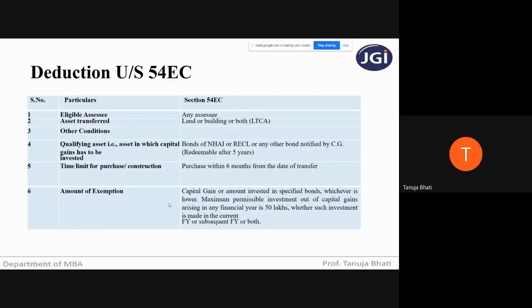What is the amount of exemption? Capital gain or amount invested in specified bonds, whichever is lower. Maximum permissible investment out of capital gain arising in any financial year is 50 lakhs, whether such investment is made in the current financial year or subsequent financial year or both. So remember students, capital gain or amount invested, whichever is lower, you will get as the amount of deduction, and maximum is up to 50 lakhs. So is this clear students? Section 54EC, is this clear? Yes students?